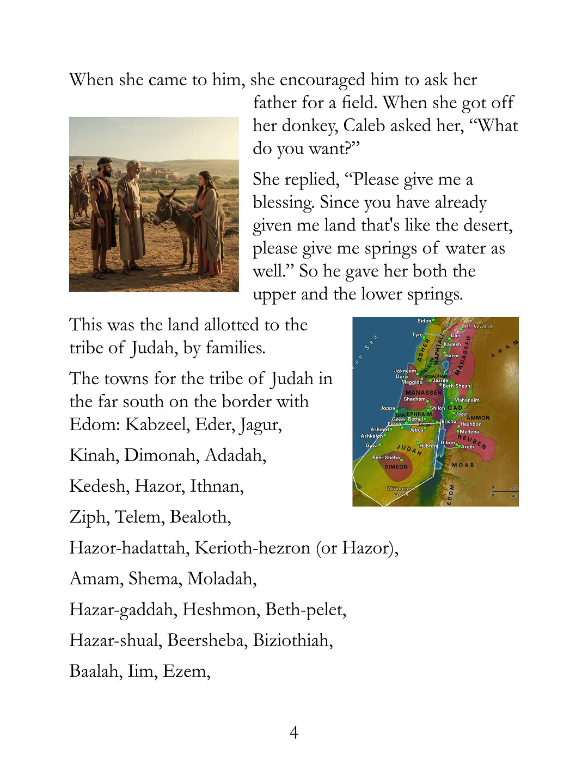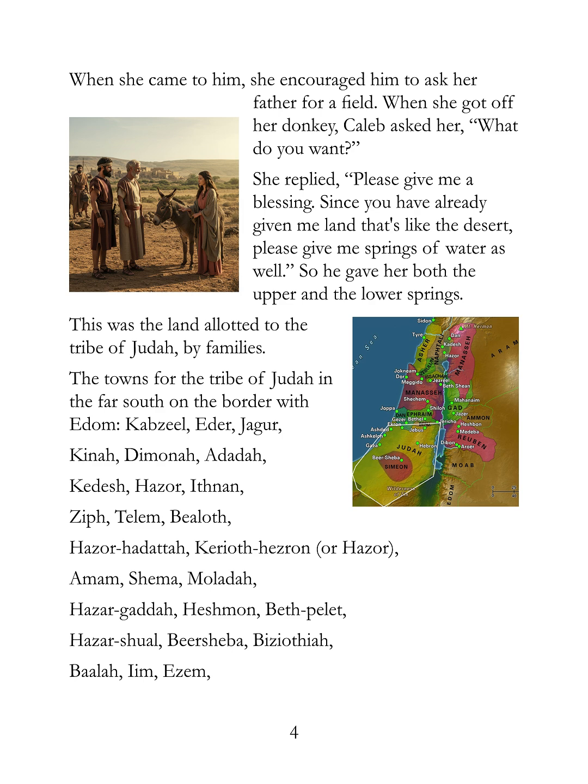When she came to him, she encouraged him to ask her father for a field. When she got off her donkey, Caleb asked her, "What do you want?" She replied, "Please give me a blessing. Since you have already given me land that's like the desert, please give me springs of water as well." So he gave her both the upper and the lower springs. This was the land allotted to the tribe of Judah, by families.